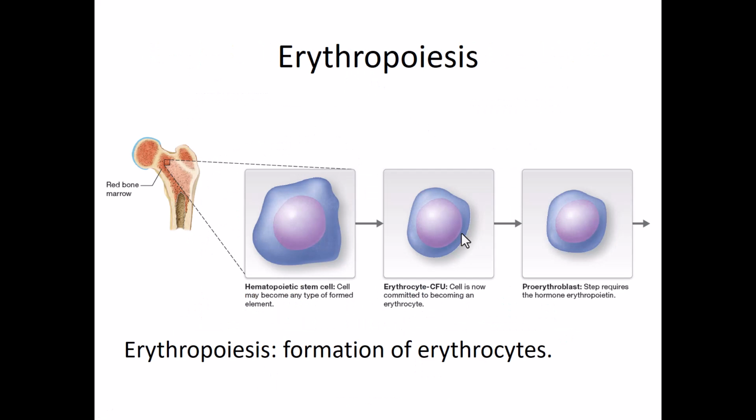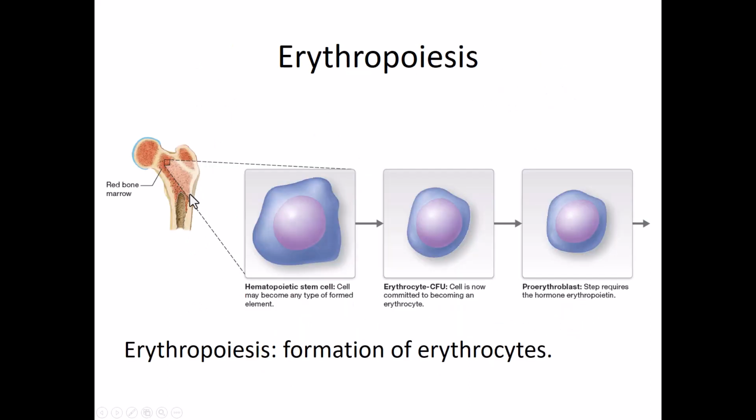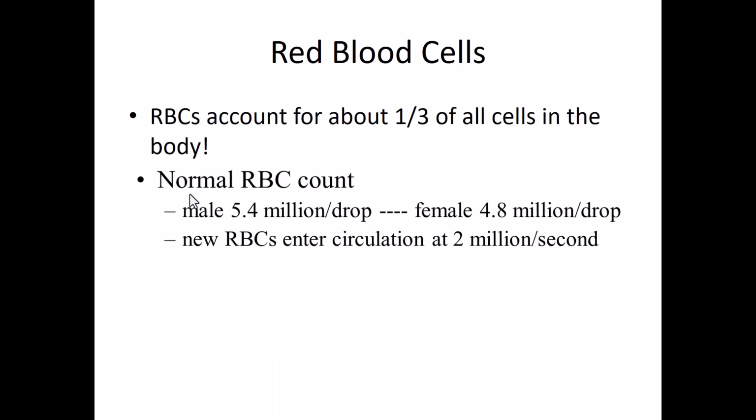Looking a little bit more at the red bone marrow and the case of erythropoiesis, which we said is the process of making erythrocytes, 99% of the formed elements in blood. We start out with that hematopoietic stem cell, and again, the stem cells may become any other type of formed element. But once it becomes an erythrocyte colony-forming unit, if we see back up here, that is now committed to becoming a red blood cell or an erythrocyte. It becomes a proerythroblast that is stimulated by a hormone, erythropoietin, which stimulates your red bone marrow to make those red blood cells. And they are a third of all the cells in the body.